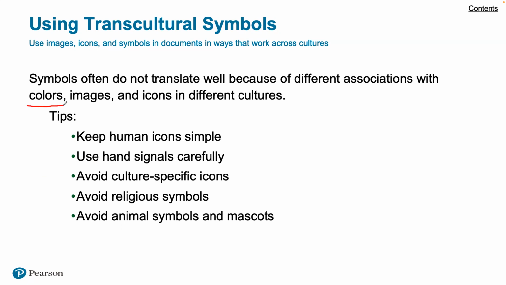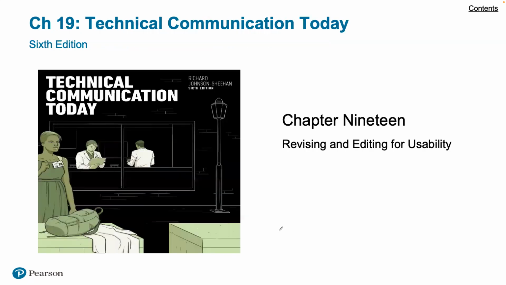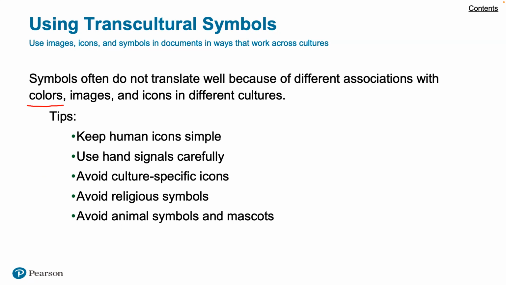So keep human icons simple. Use hand signals carefully because those don't always equate cross-culturally. Avoid culture-specific icons. You want to be avoiding religious icons. And finally, avoid animal symbols and mascots because those could have different views than what you had anticipated when you go cross-culturally. Okay, short chapter, but that's what we wanted to talk about in terms of using graphics. A very useful and important part of the way that we're going to communicate.